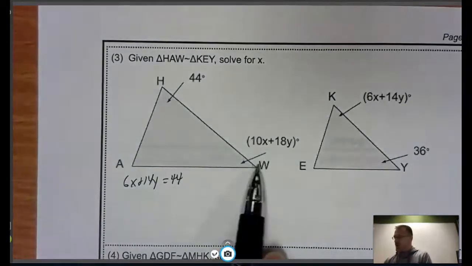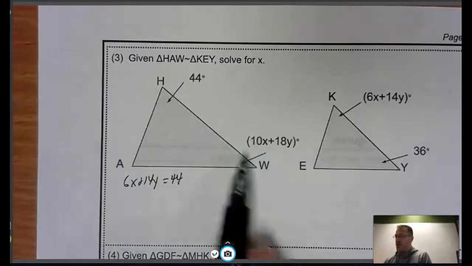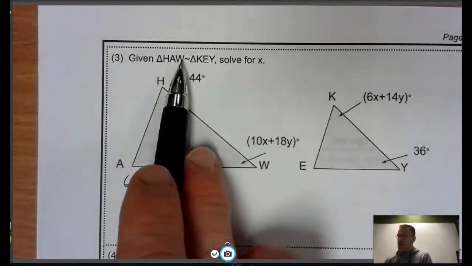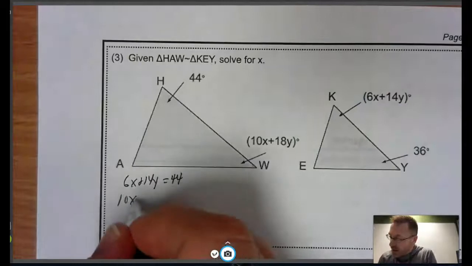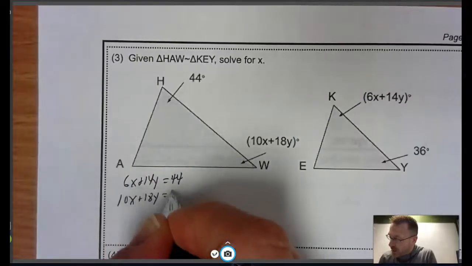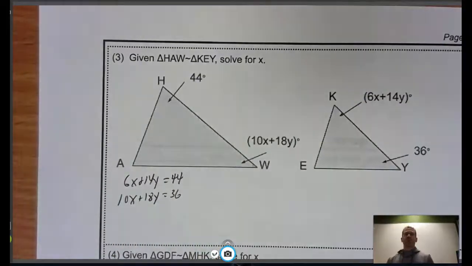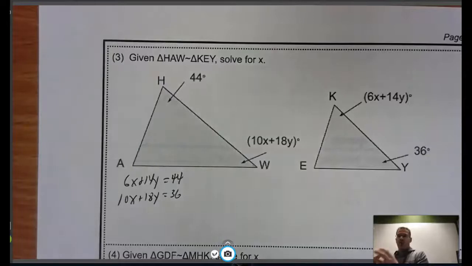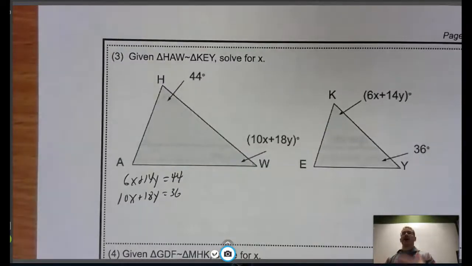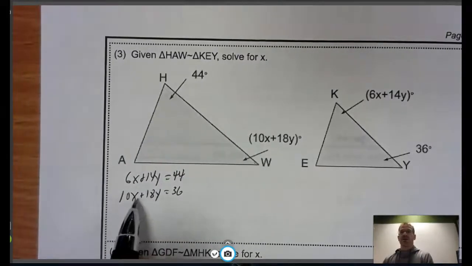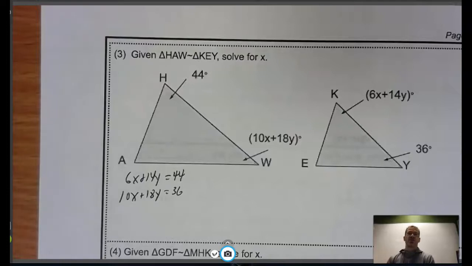Once again, from the picture, it looks like W and Y correspond, but I'm going to go up here and confirm it in my similarity statement. Yes, they correspond. So that tells me that we have 10x plus 18y is equal to 36. Notice, now, we use the property of similar figures that corresponding angles are congruent to set up our equations. But now we have to interpret what kind of equations we have. We have our x and y's mixed together here. So this is telling me that we have a system of equations problem.